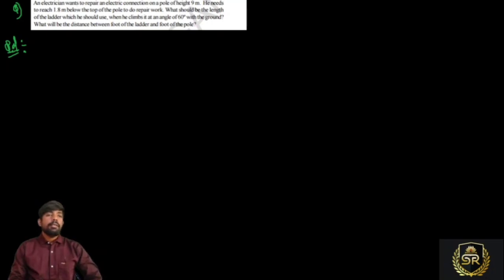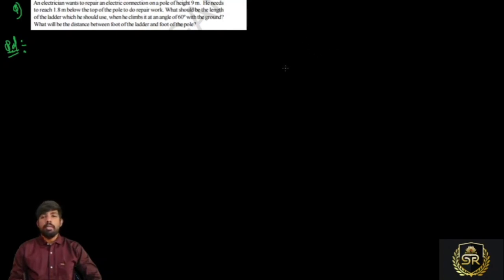Here we have a question. An electrician wants to repair an electric connection on a pole of height 9 meters. He needs to reach 1.8 meters below the top of the pole to do the repair work. What should be the length of the ladder which he uses when he climbs it at an angle of 60 degrees with the ground? What will be the distance between the foot of the ladder and the pole?